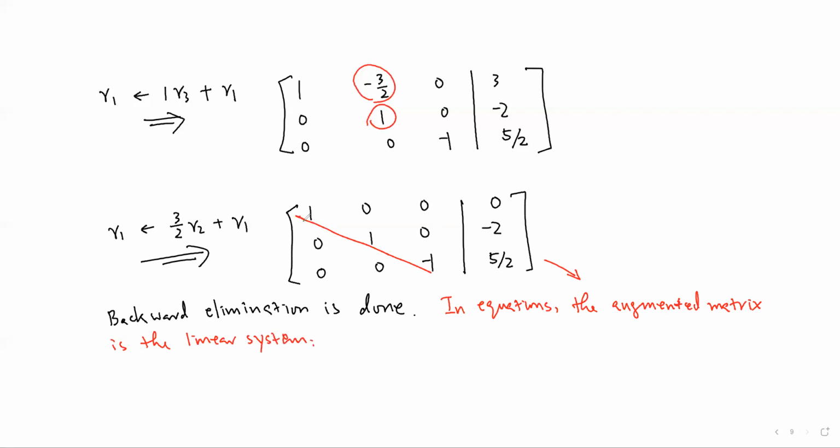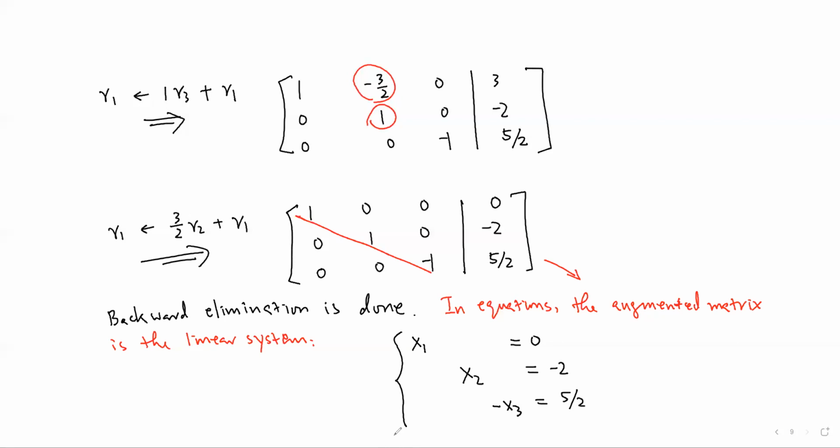First row is 1 times x1 plus 0 times x2 plus 0 times x3. Right-hand side is 0. Second row is 0 times x1 plus 1 times x2 plus 0 times x3. Right-hand side, -2. The third row is -3, is 5/2.